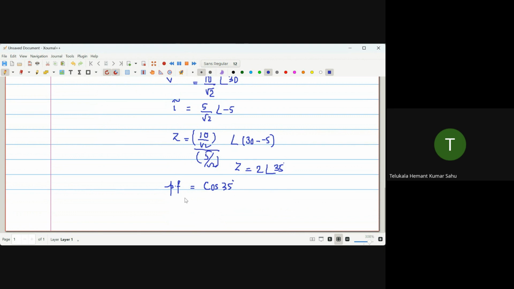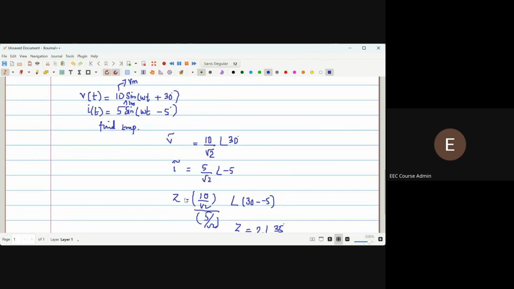Here the bar means vector representation, because polar and rectangular are vector representations, right? So I have just used this symbol to denote it as a vector.